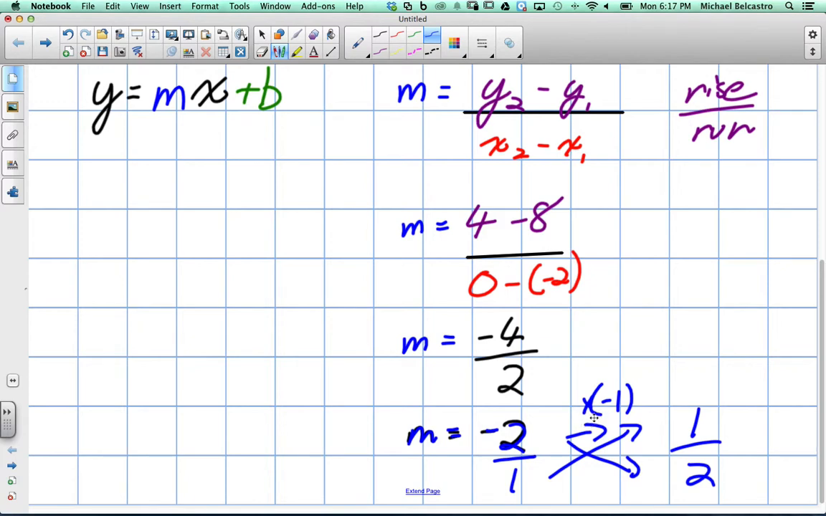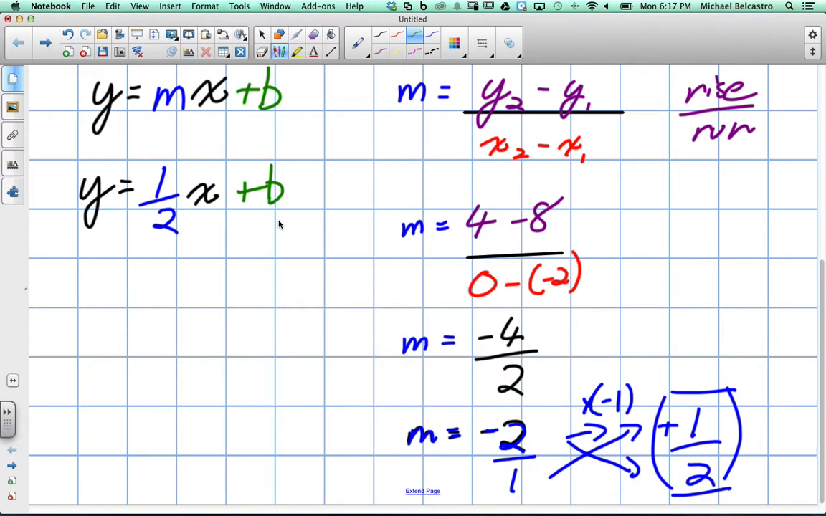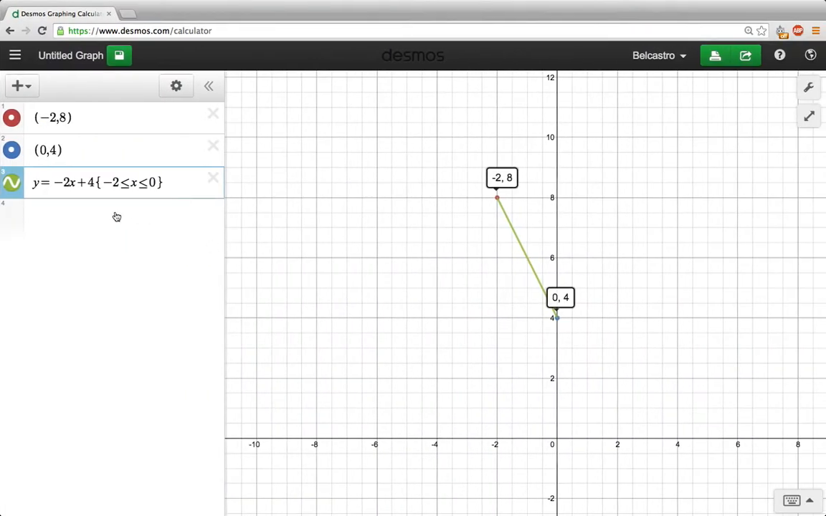Oh, sorry, negative times negative is positive. Positive, right. So this is the important slope for our perpendicular bisector. Okay, so y will be equal to 1/2 x plus b. B is our unknown. Okay, so we figured out the slope that's perpendicular. Okay, and if we go and type it in right away, we don't know our b yet.